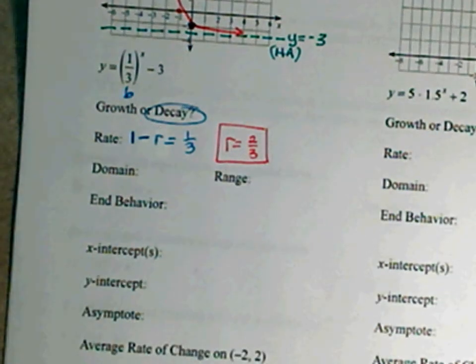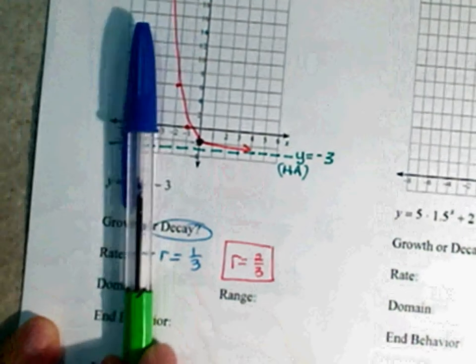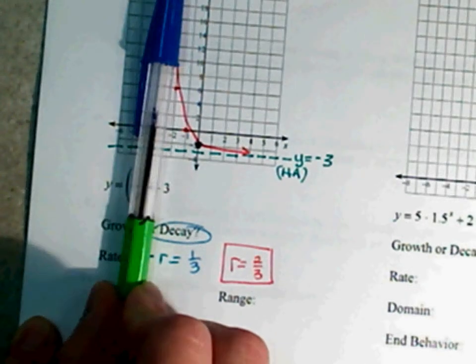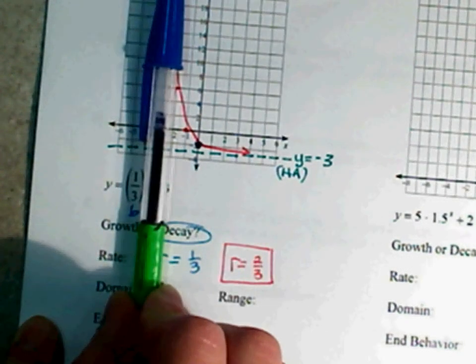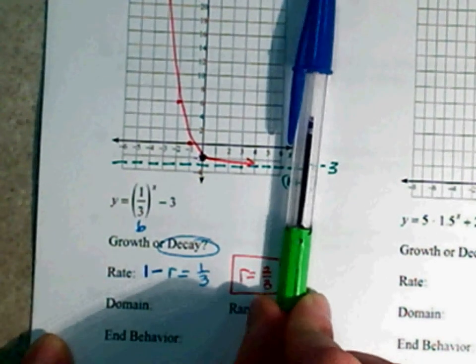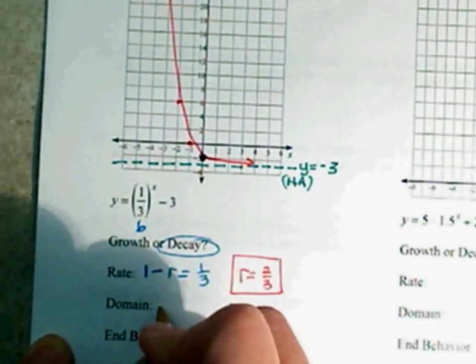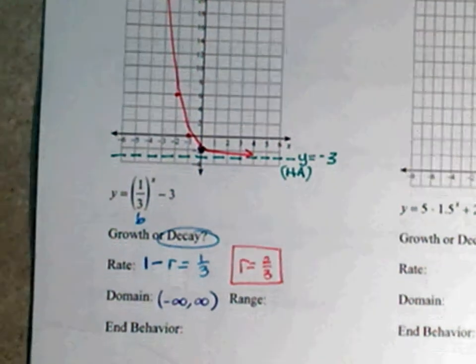Next one. Number domain. Well, let's take a look at our domain. Your domain is, if you look at the graph, far left to far right. How far to the left did we start? Negative infinity. How far to the right did we start? Positive infinity. So this is negative infinity to positive infinity. Okay.